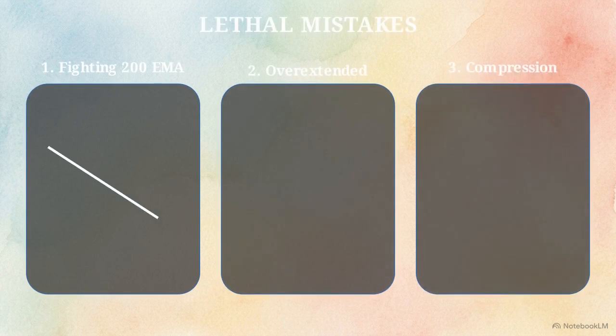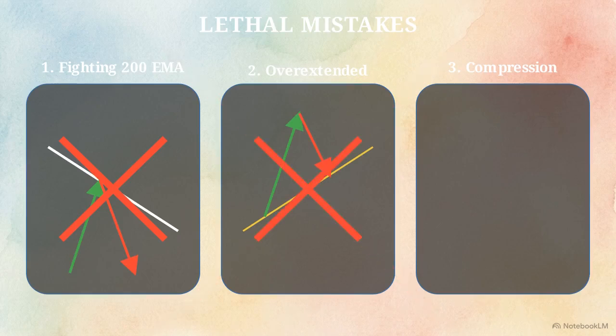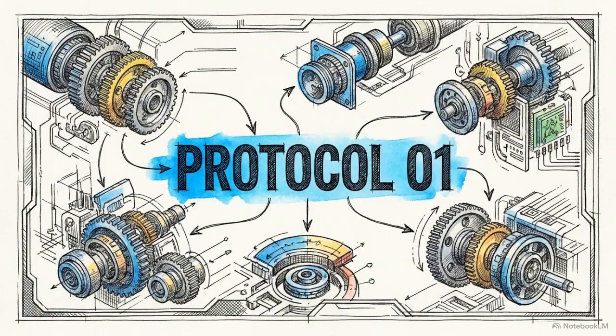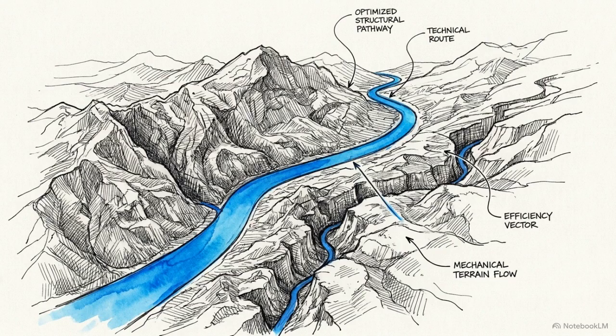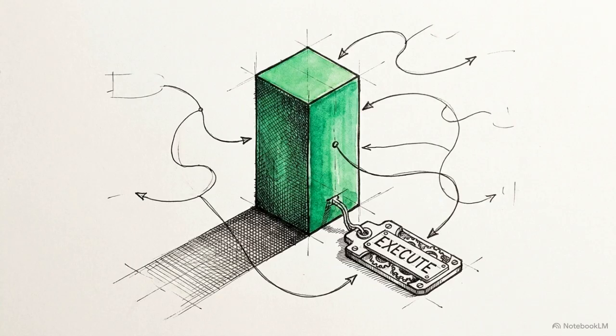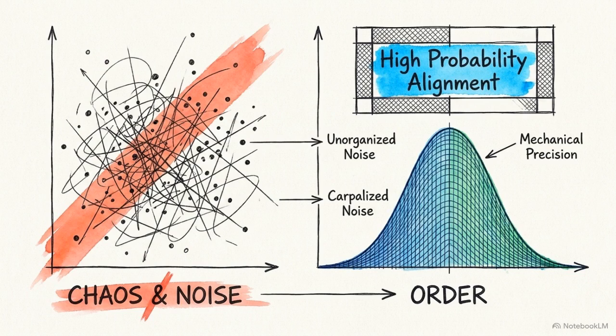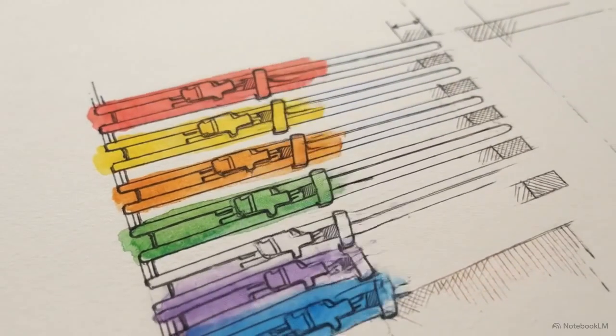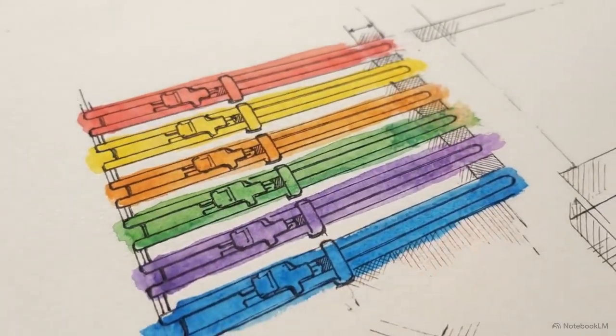Remember the lethal mistakes that destroy retail accounts. Never fight the 200 EMA, never buy overextended breakouts far from the 20 EMA, and never execute trades during ribbon compression. The golden rule of the matrix is simple. The macro trend tells you exactly where to trade. The micro crossover tells you when momentum has returned, and the final candle close tells you when to execute. This approach replaces predictive guesswork with reactive probability and institutional alignment. You wait for the market to reveal its hand, then execute based on the alignment of the matrix.